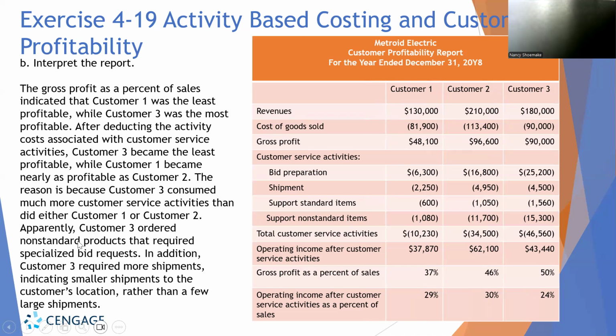Customer 3 ordered non-standard products that required specialized bids. They had more shipments, which meant more smaller shipments. Customer 3 sounds like a pain in the butt. Or maybe they just need to up their fees, okay?